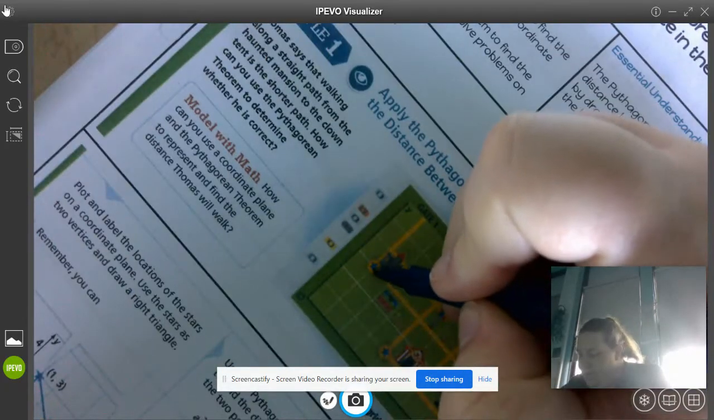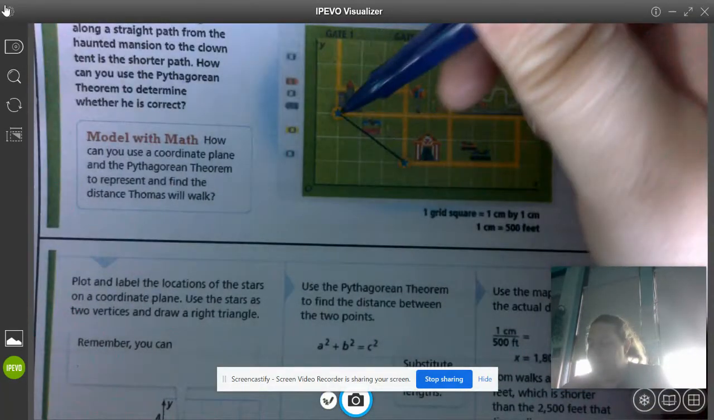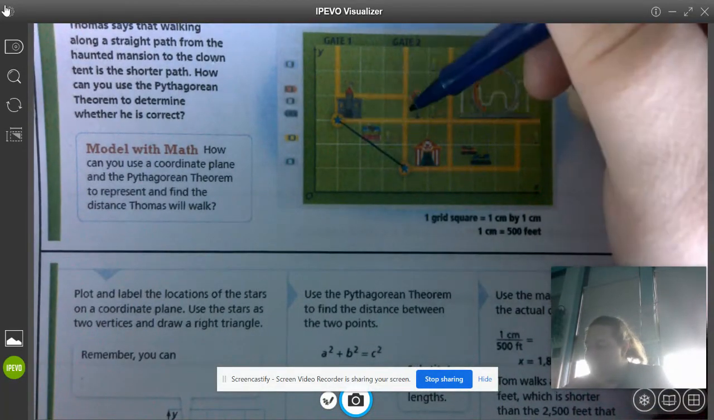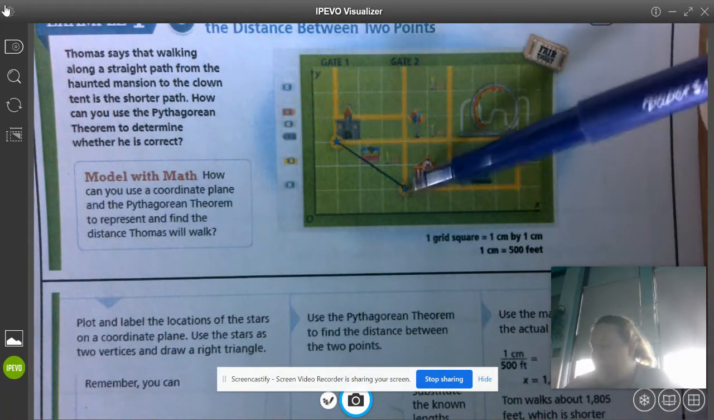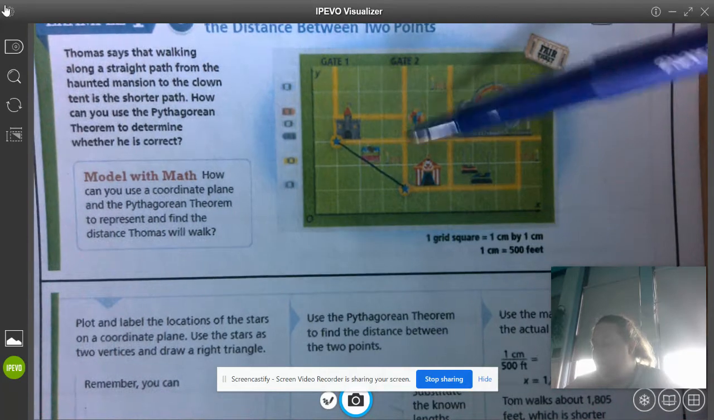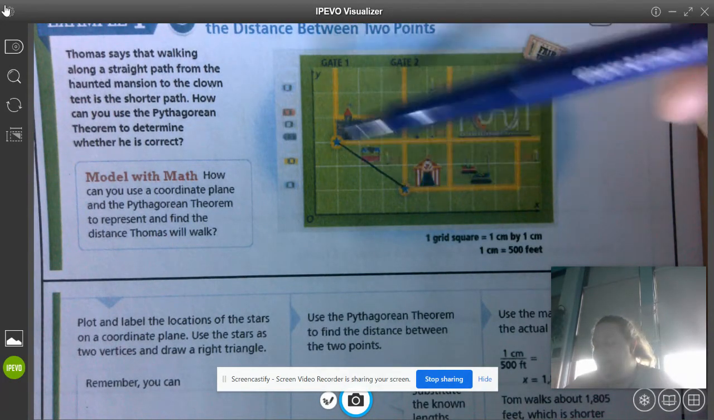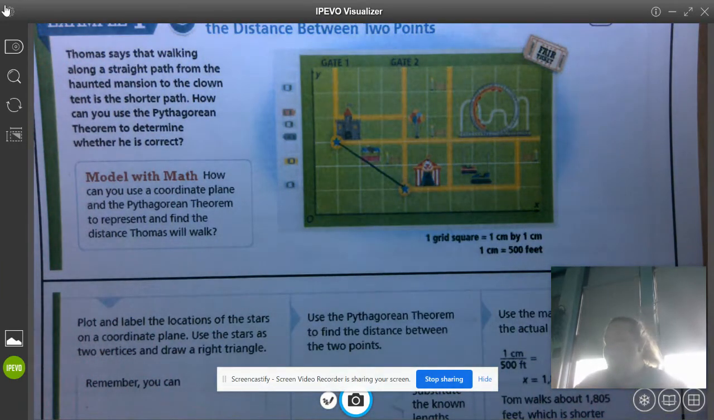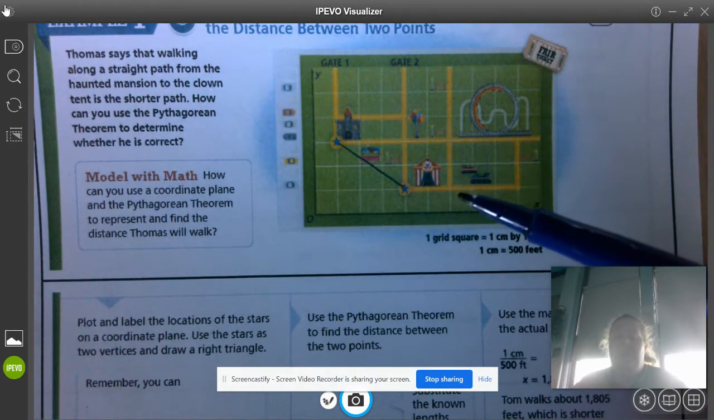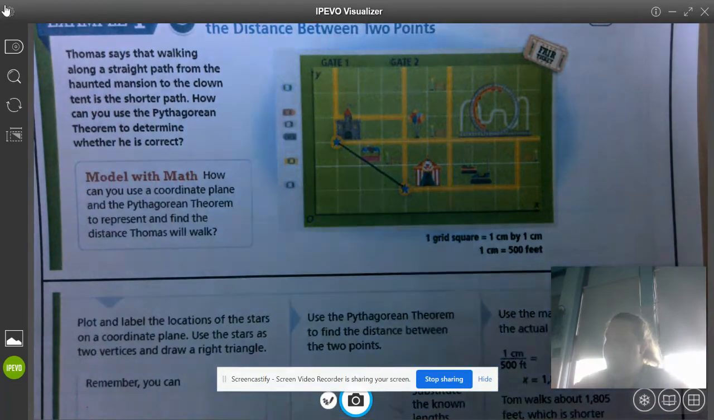If I turn my paper, he is claiming that this distance is shorter than following the yellow path. If we look at the yellow path to get from here to here, it's 1, 2, 3, 4, 5 units away. However, I can't count this diagonal because it's going through corners of boxes. We can't count the diagonal on the map. So what we can do, though, is use the Pythagorean theorem.